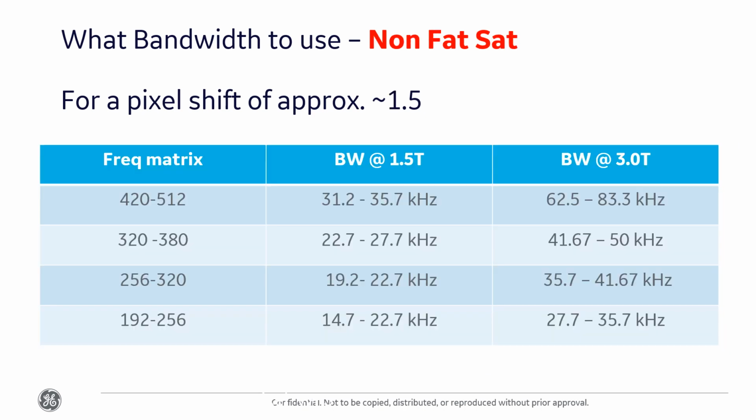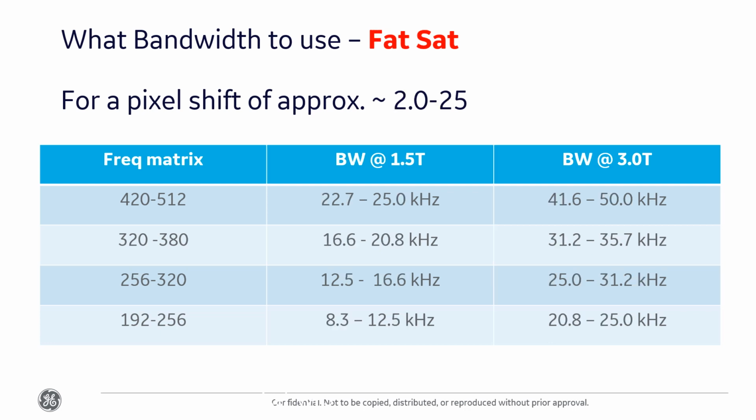For those of us who don't yet have the bandwidth per pixel software, a simple table can be calculated for either a 1.5 or a 3T system, which will give you an easy cross correlation between the frequency matrix that you're after and the desired bandwidth to achieve a chemical shift of say 1.5 or 1.8 or even 2 pixels for both non-FATSAT and FATSAT imaging.